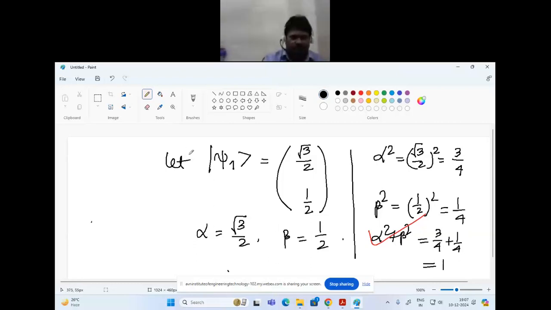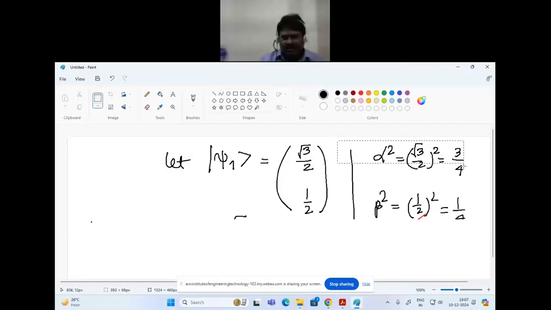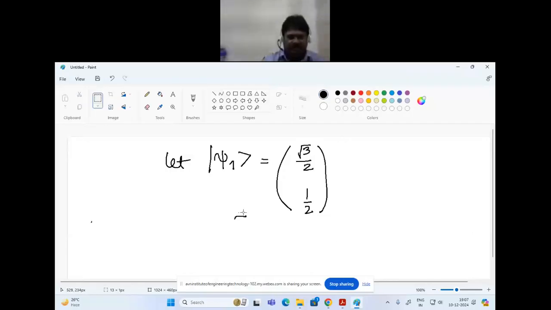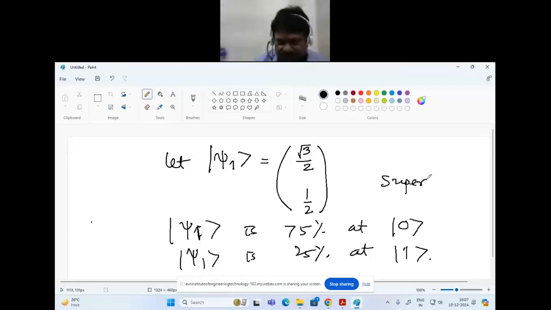So I'm writing it, that will be better. This means that psi 1 lies at the 0 state 75% and the 1 state 25%. So psi 1 is 75% at the state 0 and 25% at the state 1. So this is superposition because it assumes positions at two places at the same time. Percentage differs, but it is present like that only. That is why this is a qubit. Okay.